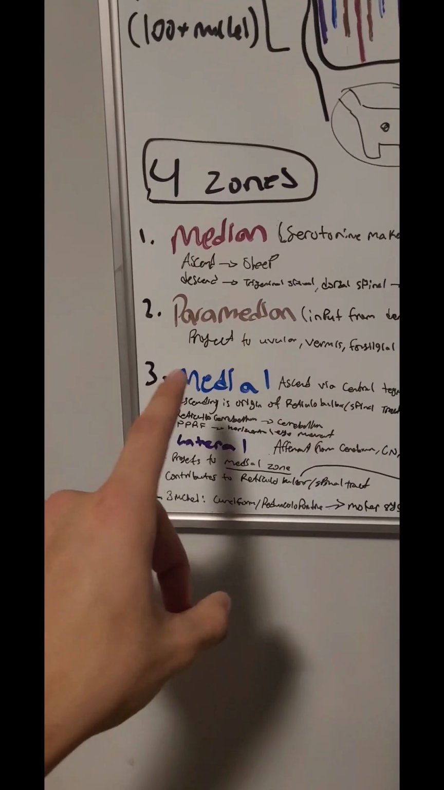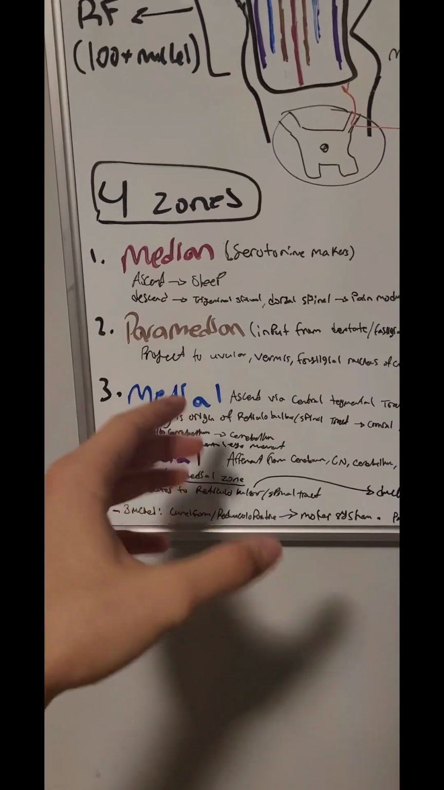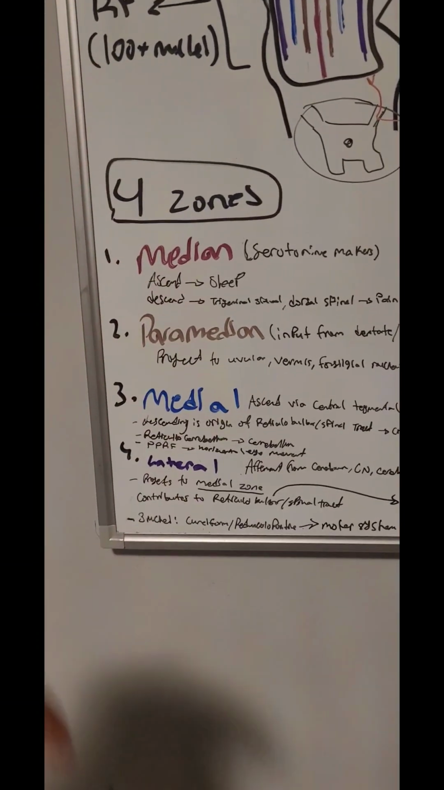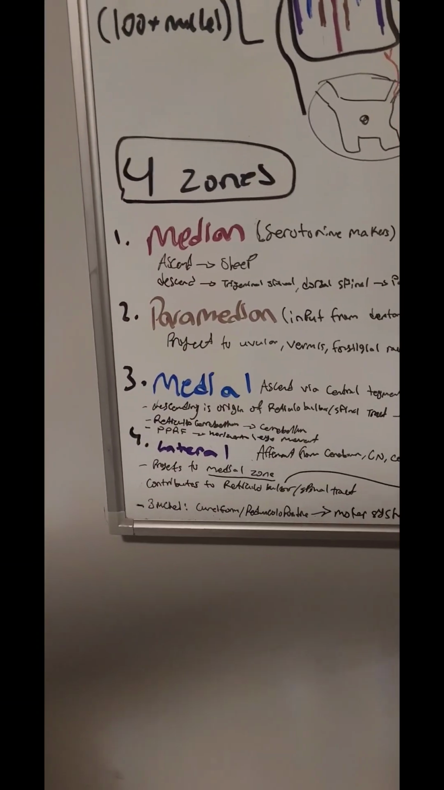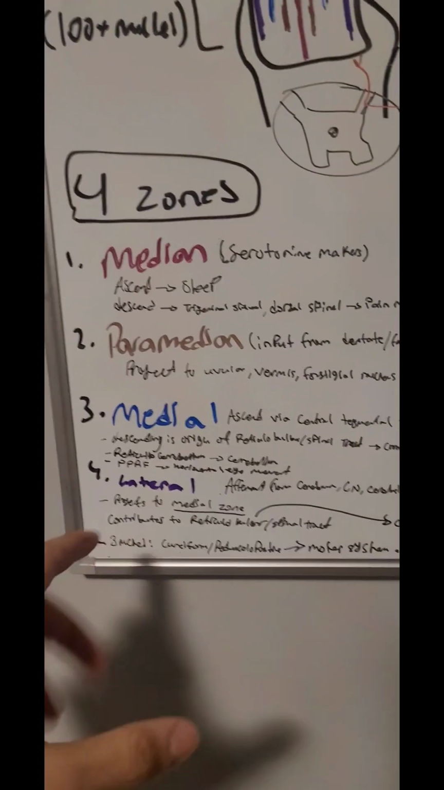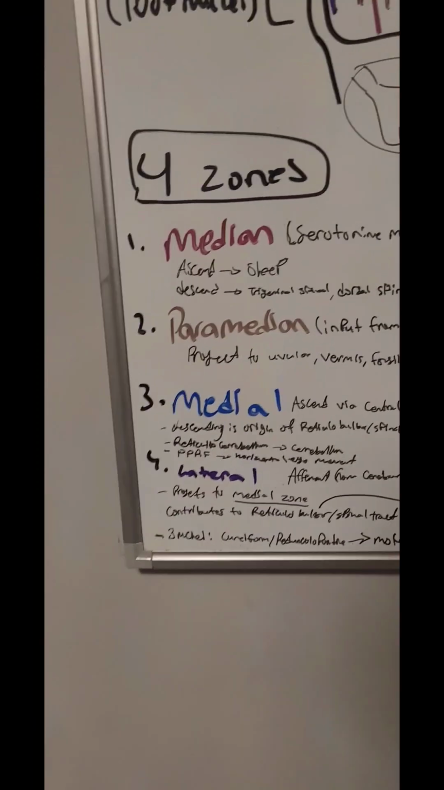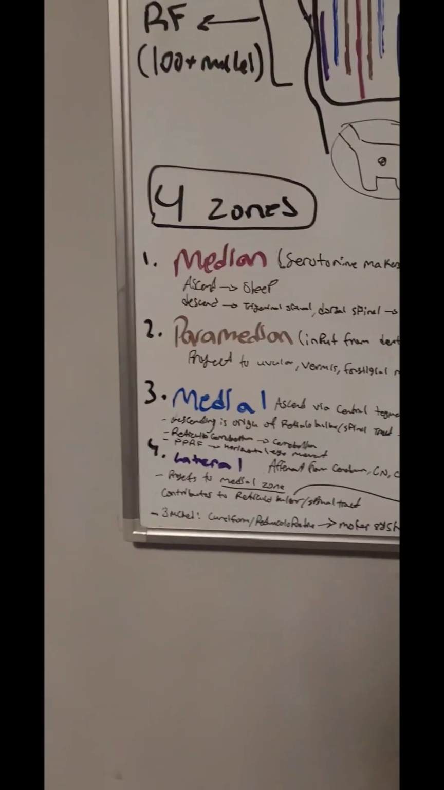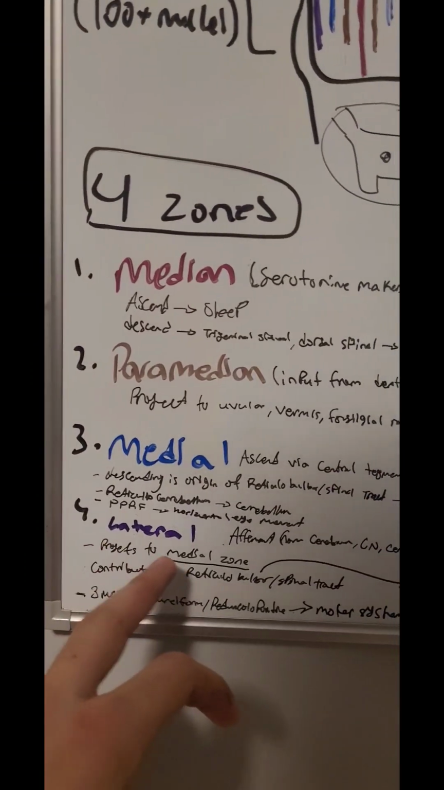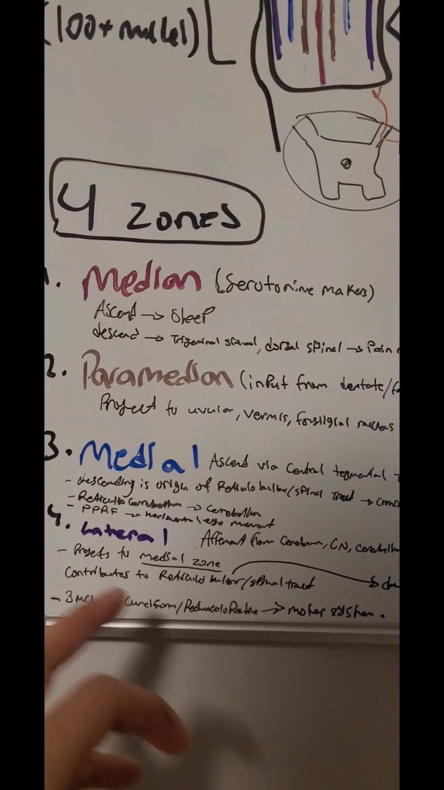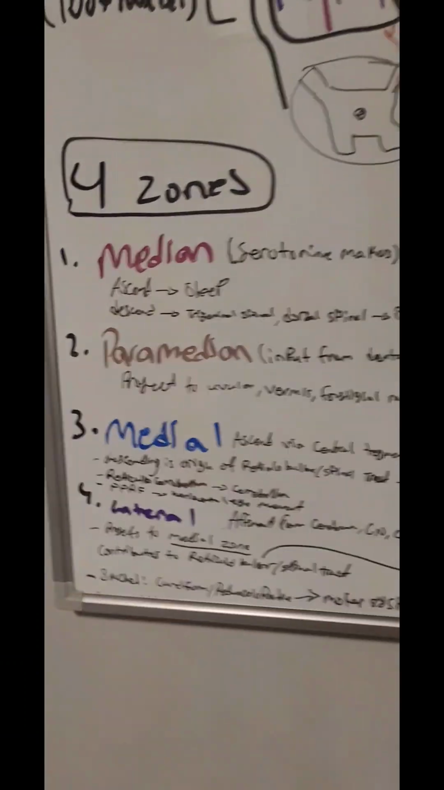Just to add something real quick, the medial zone is called the magnocellular, and it has very large, very long ascending and descending fibers. The lateral is called parvocellular, because parvus means small. These parvocellular cells mainly project to the medial zone, but they can also give out to some nearby cranial nerves.